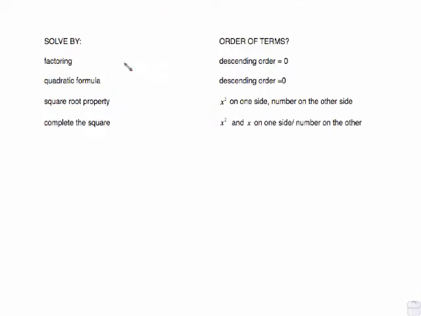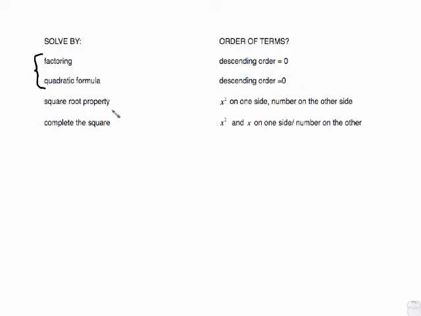Now, in conclusion of the last 3 videos, we are solving equations either by factoring, by using the quadratic formula, square root property, or complete the square. Now, that's not the order I taught you. The reason I put it in this order is because both factoring and quadratic formula require us to put everything on one side in descending order equal to 0, whether you're going to factor it or use the quadratic formula.